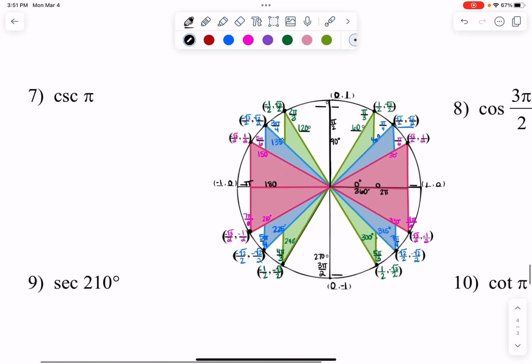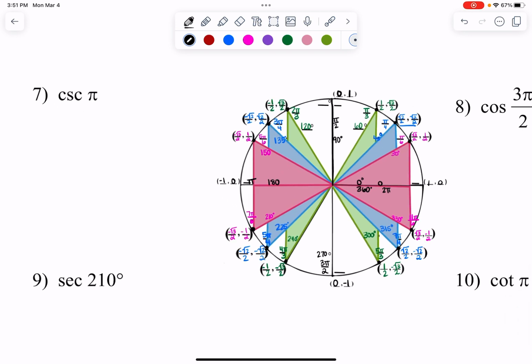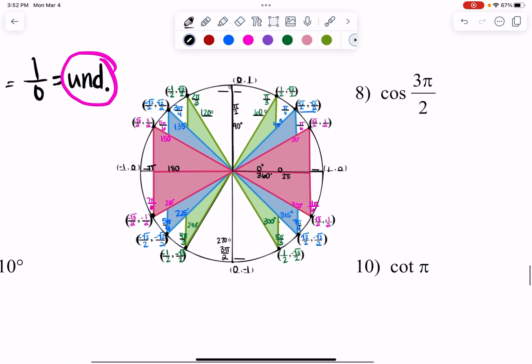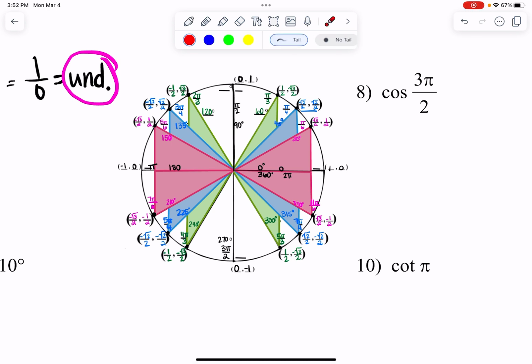Now let's look at these. So cosecant of pi, here is pi, and cosecant will be 1 over y, which is 0. We cannot divide by 0, so this is undefined. And that is our answer. The next one here is 3 pi over 2. Find 3 pi over 2. Cosine is x, so this will just equal 0. That's our answer.